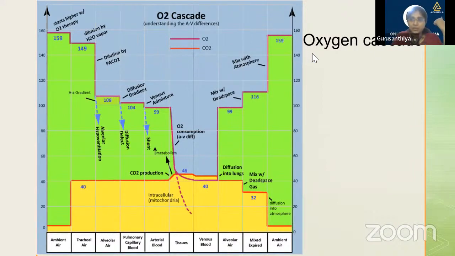So if you are asked about the oxygen cascade, you will tell about the factors which affect the oxygen level at this level, at the alveolar level, and at the mitochondrial level. You are supposed to describe this diagram as a whole, along with the factors influencing it, when discussing the oxygen cascade.